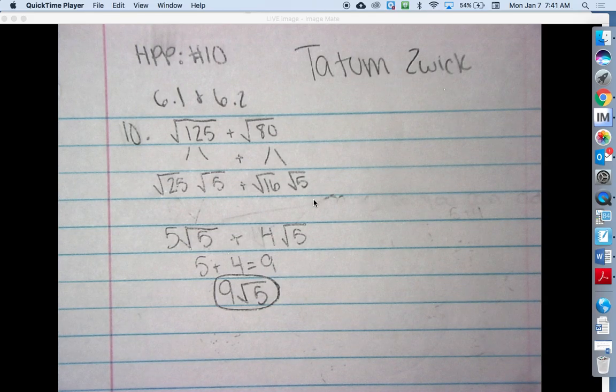Any questions on number 10? So the square root of 80, picking the square root of 16, that's the largest perfect square. So you need to choose the largest one so that you can combine them together since they're now like terms.